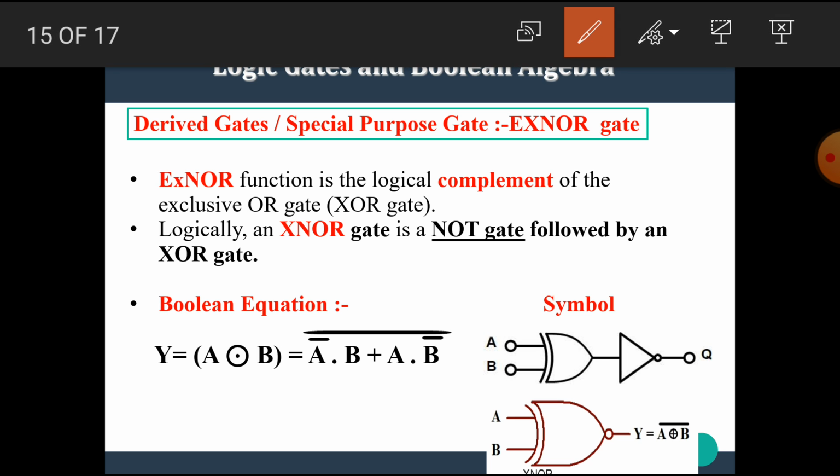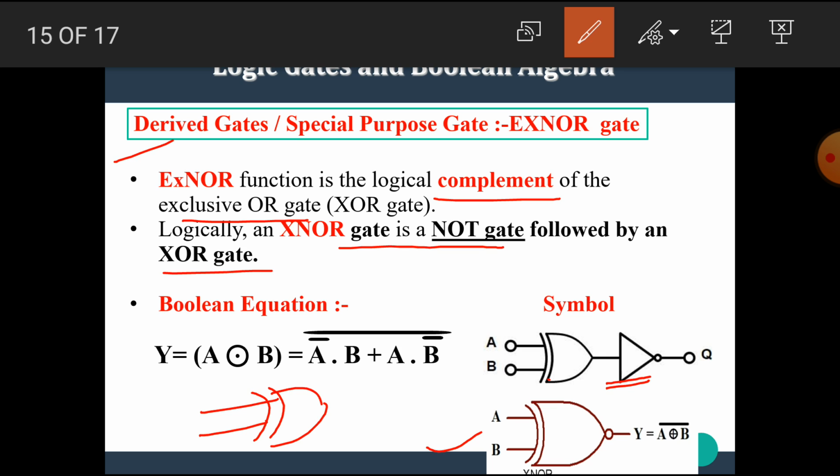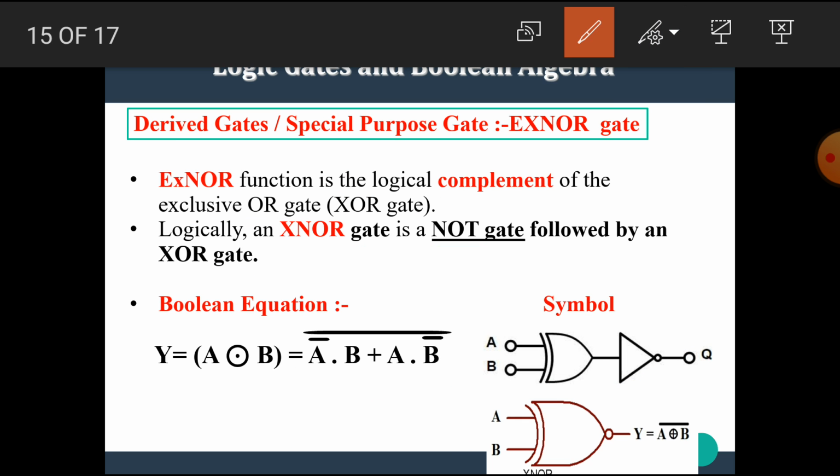The last gate is the XNOR gate. The XNOR function is the logical complement of the XOR gate. Logically, an XNOR gate is a NOT gate followed by an XOR gate. That means if we place a NOT gate after the XOR gate, then we get the XNOR gate. This is the symbol of the XNOR gate. It is very simple. This is the symbol of the XOR gate, and if we place a bubble here, then it becomes the XNOR gate. The logic equation of the XNOR is shown here: A bar B plus A B bar, the whole bar.